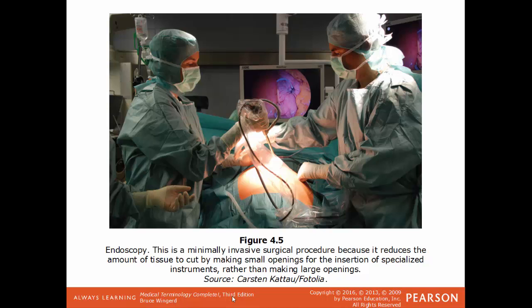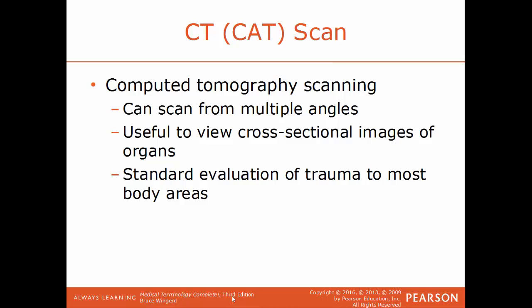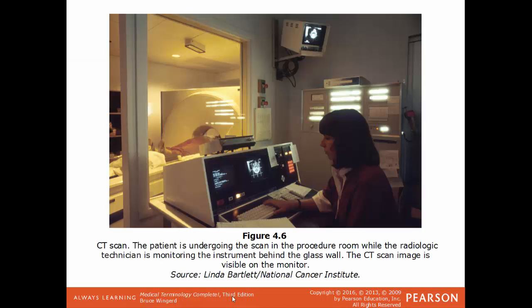This can be used to identify ulcers or surgically remove polyps, for example. A CAT scan or CT scan, computed tomography scanning, is what the CT stands for. This can scan from multiple angles all at the same time. It is useful when you're trying to view a cross-sectional image of organs. And this is a pretty standard evaluation used for trauma in most body areas. And here's how this would look. This patient going through a CT scan right here.